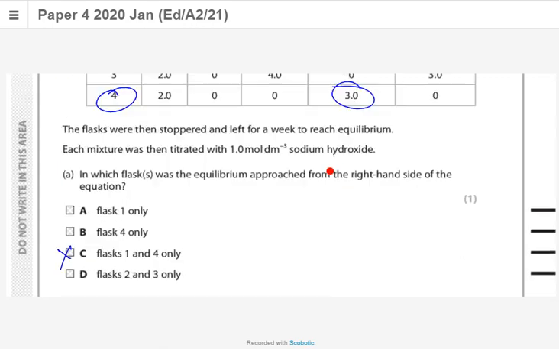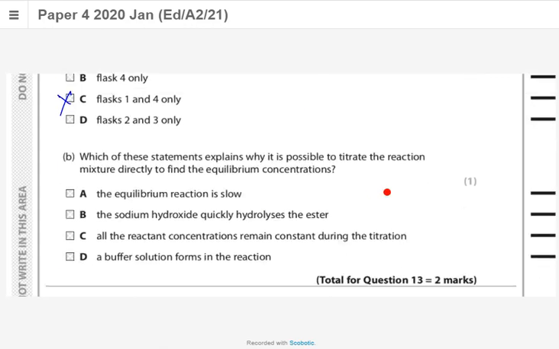So why can this particular reaction be titrated directly? Let's see. Maybe it's slow. The equilibrium reaction is slow. This is a possible answer, but I cannot say that is the answer because I need to verify all the other answers. Because with MCQs you might have 2 answers, out of which you should mark the best answer. Sodium hydroxide quickly hydrolyzes the ester. No, that doesn't happen at all. Because for saponification, ester hydrolysis, you have to warm. If you don't warm, it will hydrolyze extremely slowly, not quickly. This is wrong. Quick hydrolysis is achieved by heating.